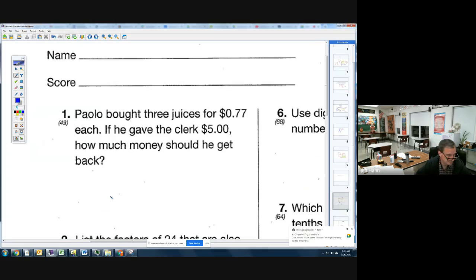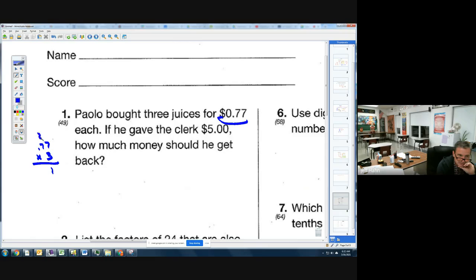Let's start here. Pablo bought 3 juice boxes for 77 cents each. If the clerk gave him $5, how much money should he get back? If you bought 3 of these for 77 cents each, you could do it multiple ways, but it's probably best just to do 77 times 3. Remember, this is money. 3 times 7 is 21. Carry the 2. 21 and 2 is 23. This needs to be in dollars and cents.